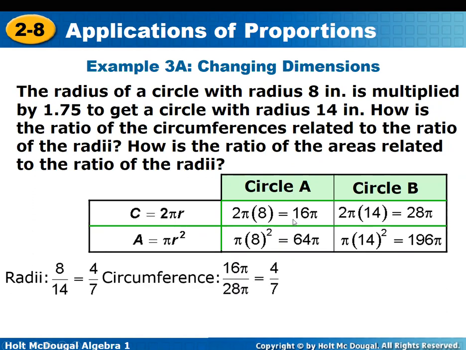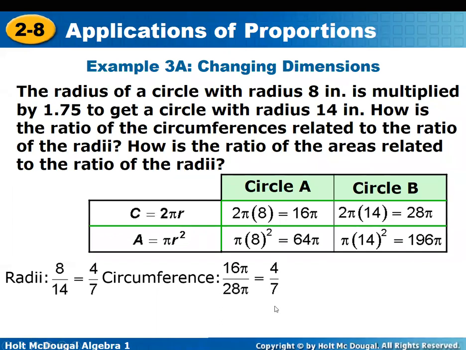The first circle was 16π, the second one is 28π, so we put them over each other because we said that we can represent the ratio in 3 different ways. So it's 16π over 28π. Now we can cancel π with π. In this form, it will be 4 over 7.